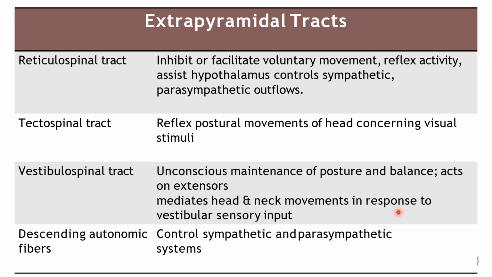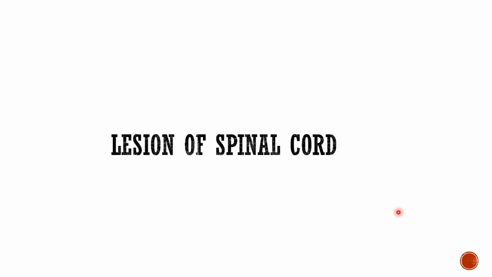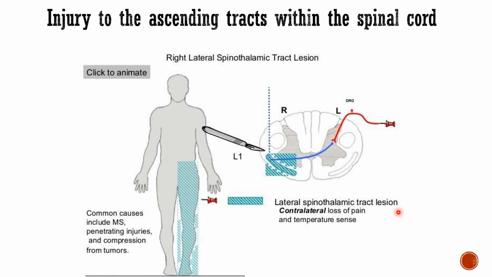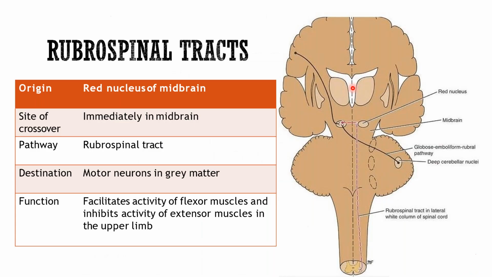Then we have the descending autonomic fibers. They control the sympathetic and parasympathetic systems. That's not going to be discussed right now; actually, that's not needed. So I think these are the smaller ones which needed to be discussed. Apart from that, just look at this. This is actually for the descending tract.